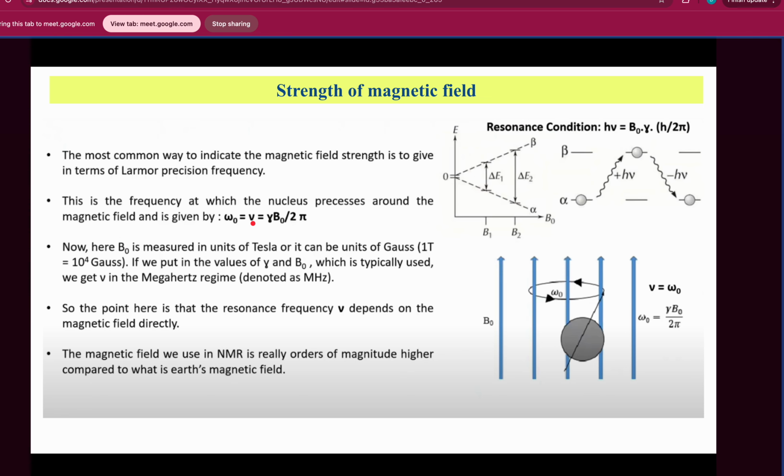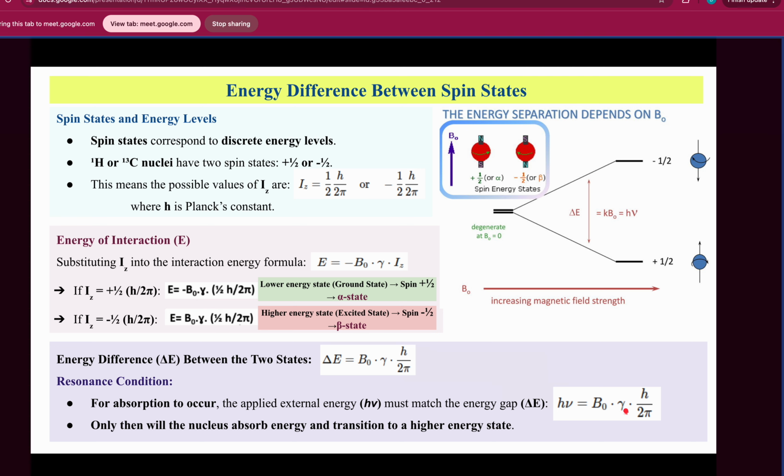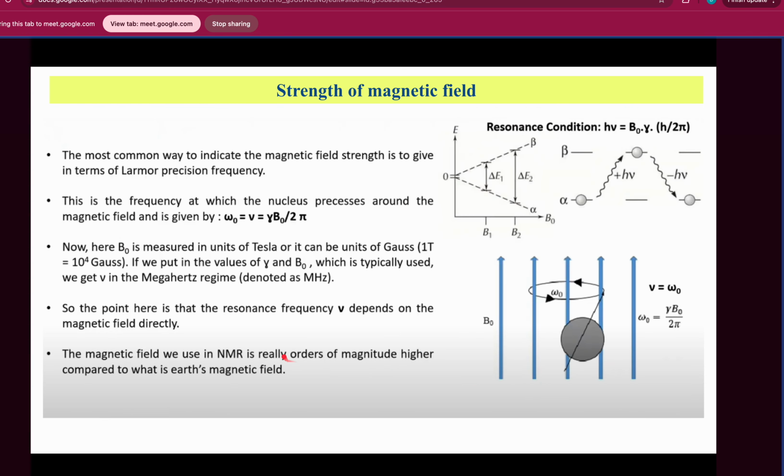We already saw in the previous case that h nu equals B naught gamma h by 2 pi. If we cancel h from both sides, then nu will equal B naught gamma by 2 pi. This is what we observe in the Larmor precession frequency. Because it is a frequency, but it is represented by omega naught, and this is how it is derived. This frequency will tell you the strength of the external magnetic field, and how it is bringing about the change in the frequency of this particular spin movement. So this is about the Larmor precession frequency.